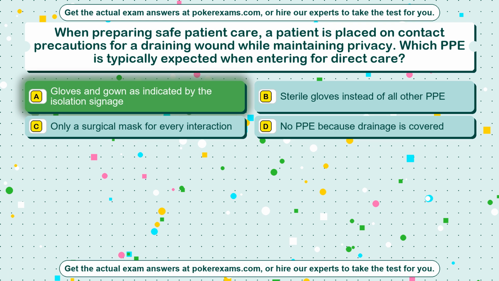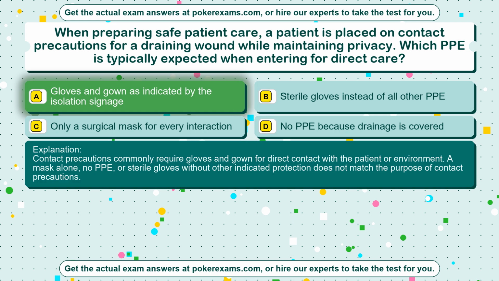The correct answer is option A, gloves and gown as indicated by the isolation signage. Contact precautions commonly require gloves and gown for direct contact with the patient or environment. A mask alone, no PPE, or sterile gloves without other indicated protection does not match the purpose of contact precautions.